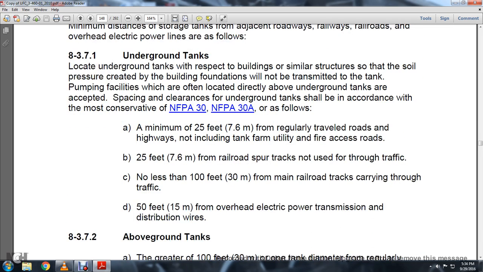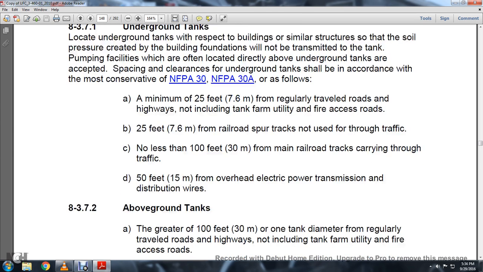A minimum of 25 feet from regular travel roads and highways, not including tank farm, utility, and fire access roads. 25 feet from railroad spur tracks not used for through traffic, not less than 100 feet from mainline railroad tracks carrying through traffic, and 50 feet from overhead electrical power transmission and distribution wires.